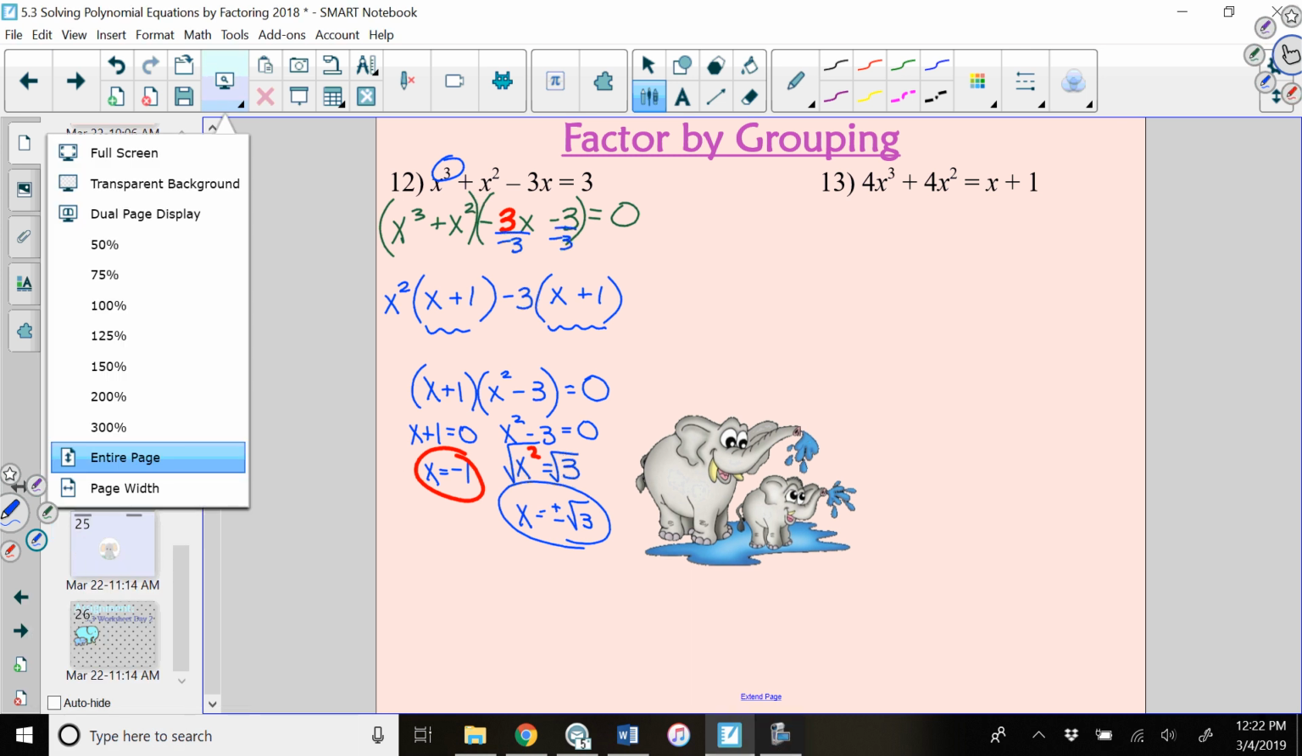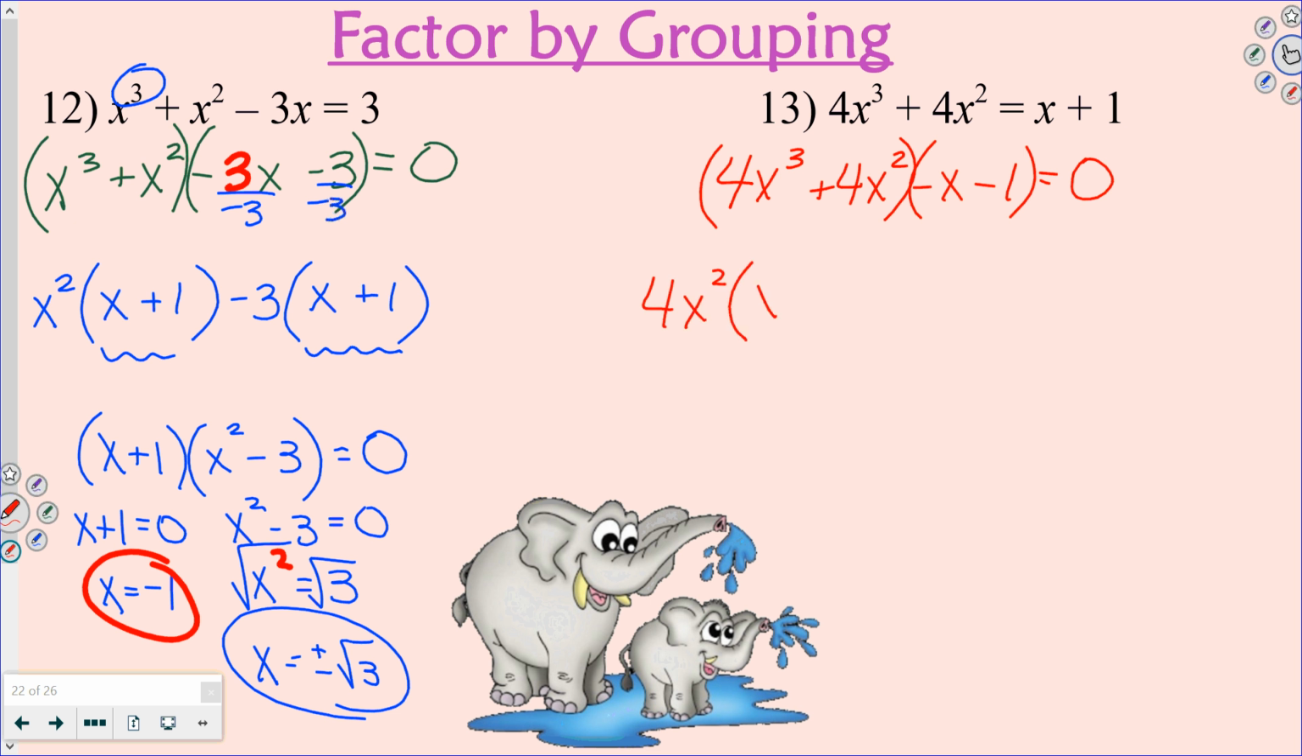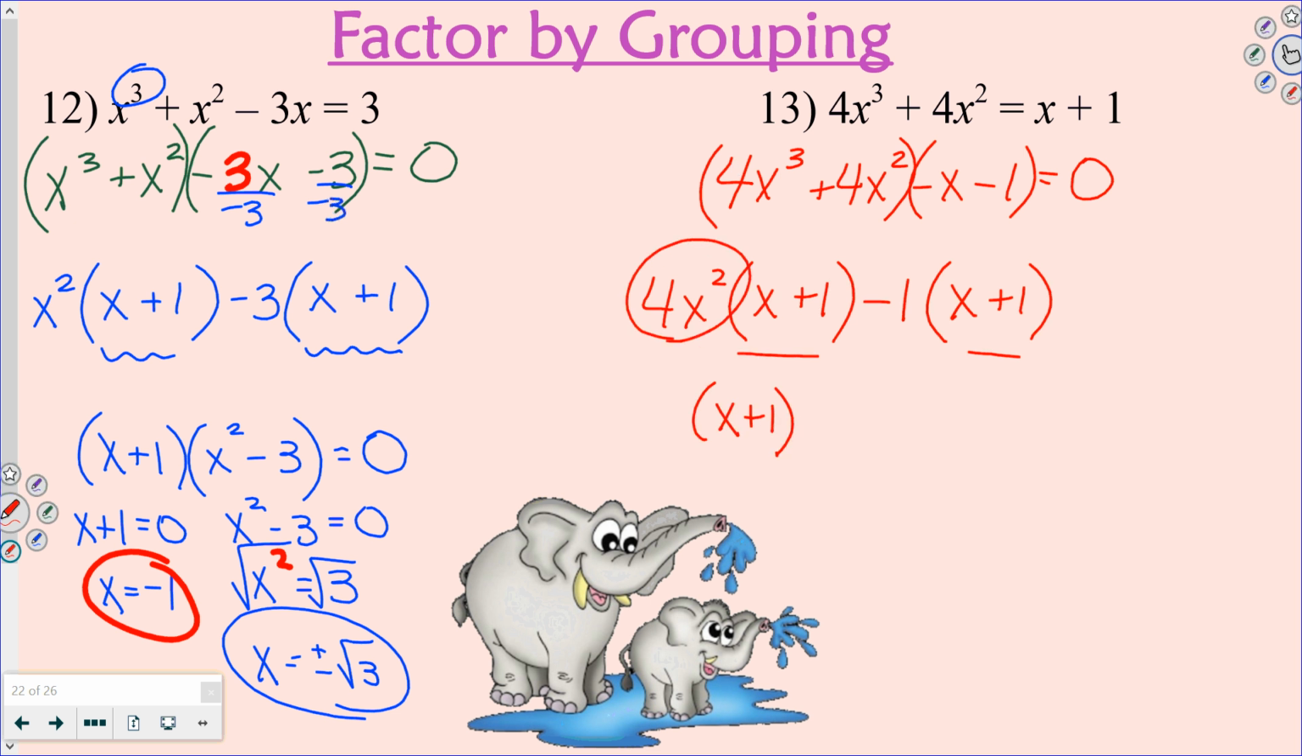All right, let's see how we did. So first thing, let's set it equal to 0. So 4x cubed plus 4x squared minus x minus 1. 4 terms, so we're going to group the first 2, group the last 2. GCF in the first set. Good. What do we have left? GCF in the second set. Negative 1. X plus 1. Common factor that we can factor out is x plus 1. The leftovers is 4x squared minus 1.